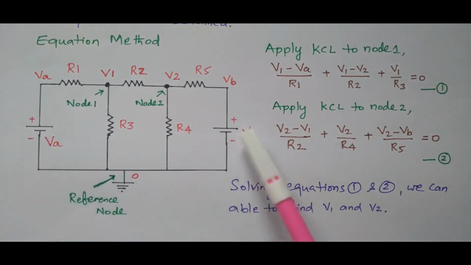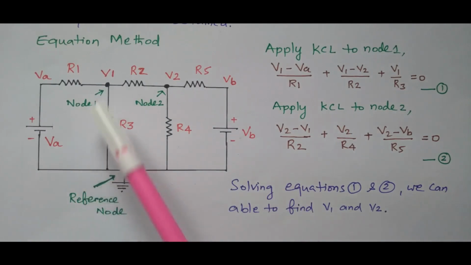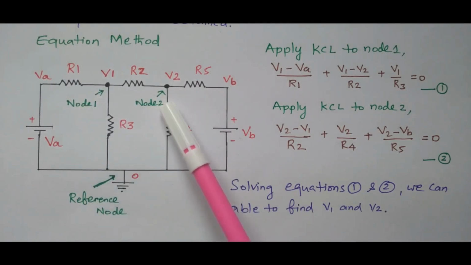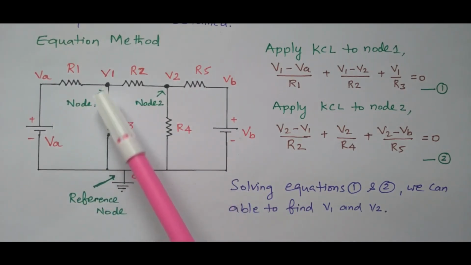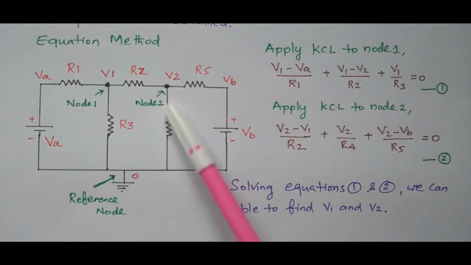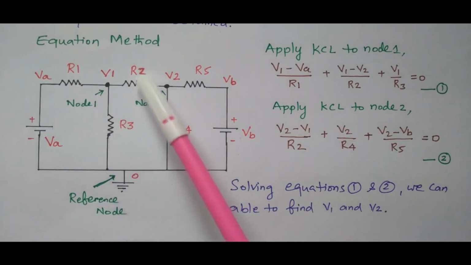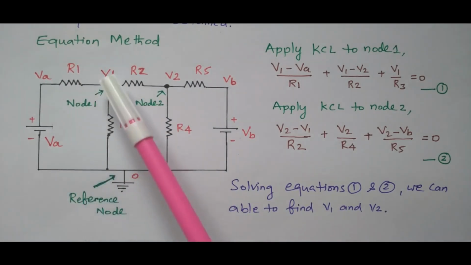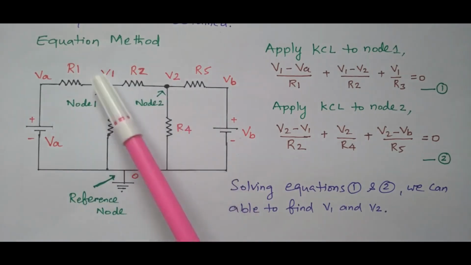So we have two voltage sources and the resistors. We assigned one reference node at the bottom, which is normally the return path. Then we assigned two nodes, node 1 and node 2. At node 1 the voltage is V1, and at node 2 the voltage is V2. A node is nothing but a junction point where the elements are connected together. So our aim is to find these voltages V1 and V2.